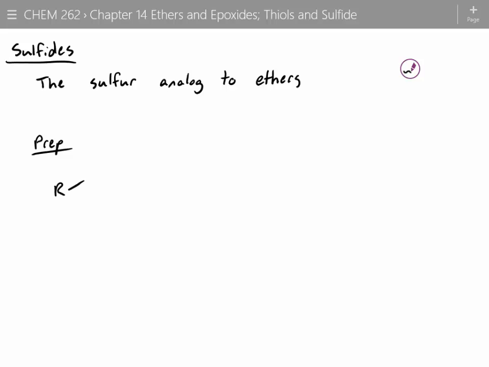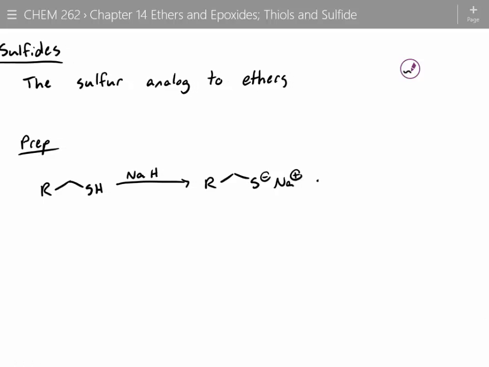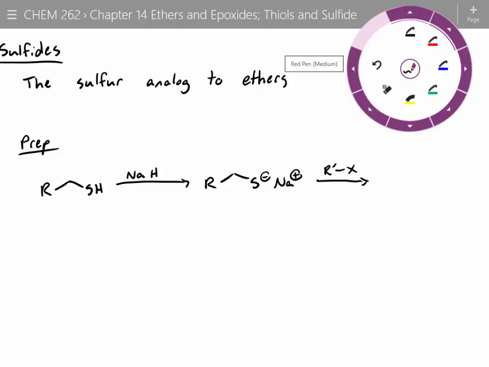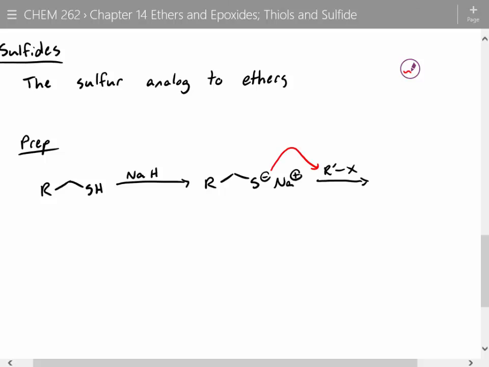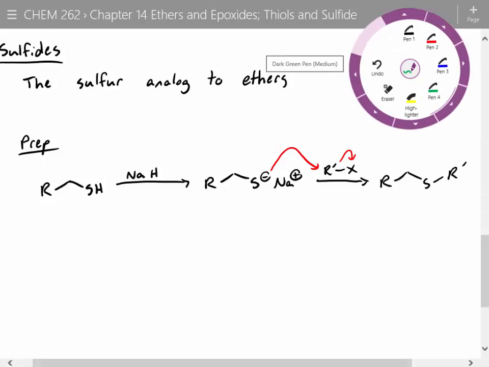So let's take this thiol. We can do the Williamson ether synthesis. So I'll just react this with sodium hydride because that's what we used in the other one. We'll get our sulfur with a negative charge. And then if we react this with an alkyl halide, and I'll call this R prime for the alkyl halide, we can get a nucleophilic attack where the sulfur will attack the backside of the electrophile and kick off our leaving group. And now we end up with a new sulfide functional group.